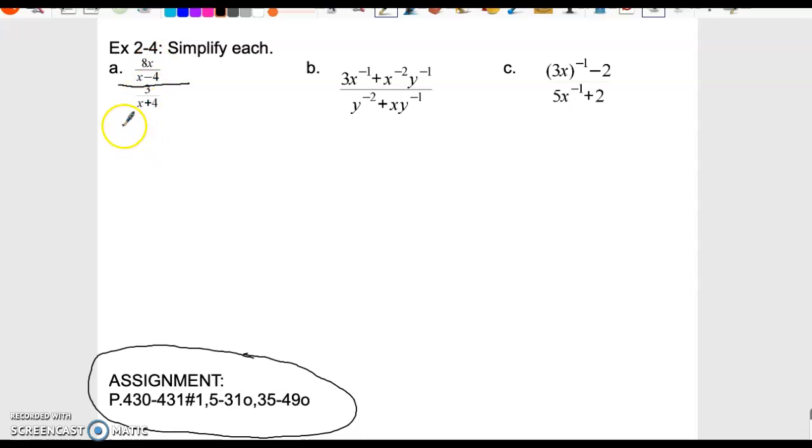Excuse me. So as I would do this problem, I would just rewrite it. I would actually do 2 things at once. This is how I would do.